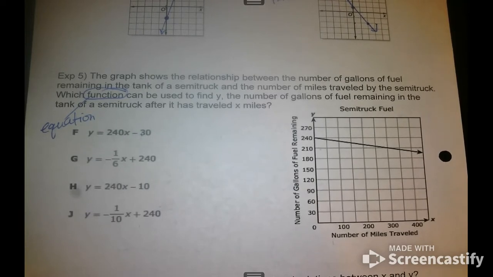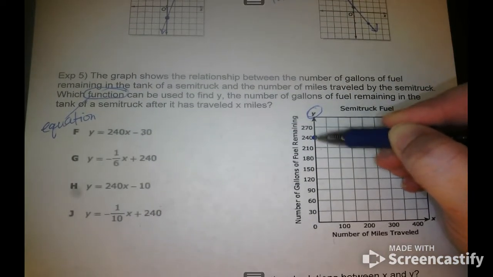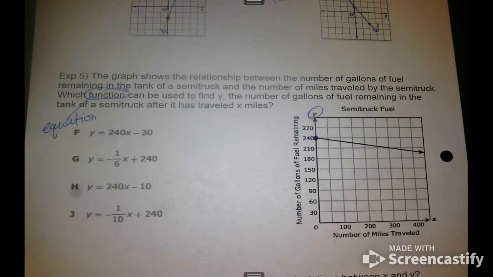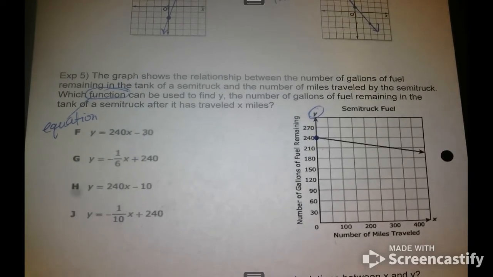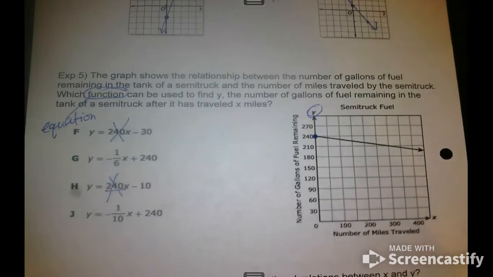So I always start with my starting point. What is my starting point? My y-intercept, right? So my y-axis, where does it intercept this line? 240. Okay, my y-intercept, does it have the x attached to it? No. Okay, now, knowing that my y-intercept, 240, should not have an x by it, I can eliminate two answer choices. Which two? F and H. F and H. That is saying that that is my slope. That is not my slope. That is my y-intercept.